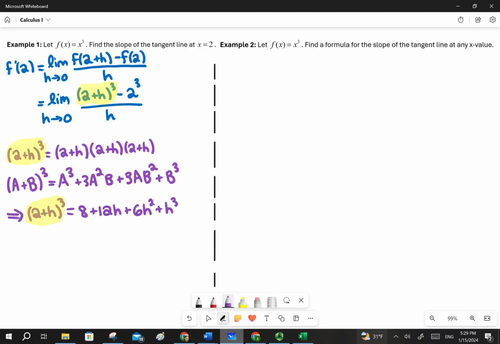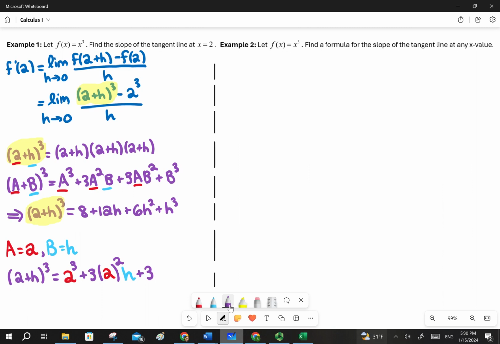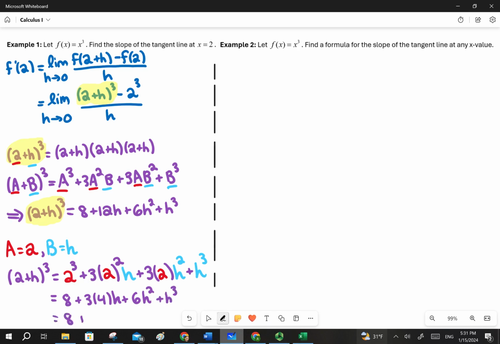If we use the shortcut a equals 2 and b equals h, so 2 plus h cubed equals 2 cubed plus 3 times 2 squared times h plus 3 times 2 times h squared plus h cubed, which equals 8 plus 3 times 4h plus 6h squared plus h cubed, so 8 plus 12h plus 6h squared plus h cubed.